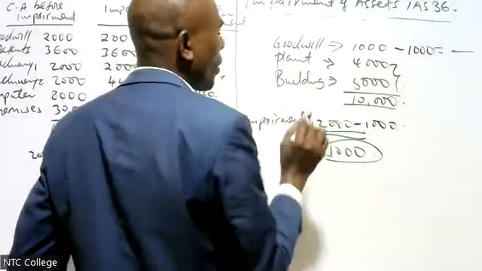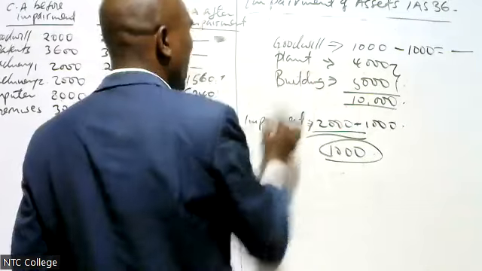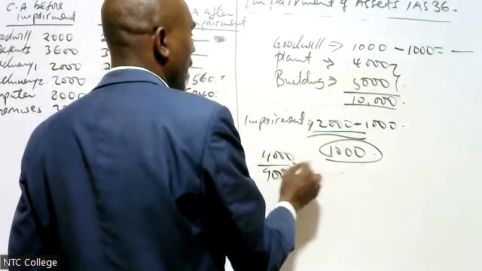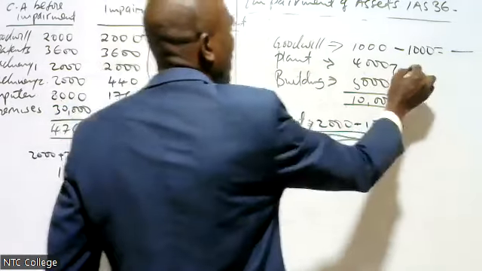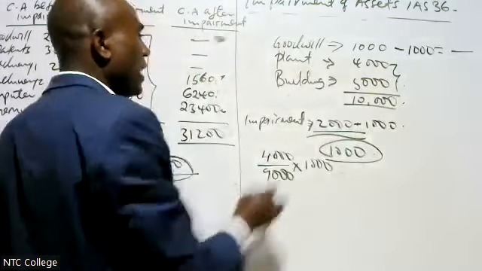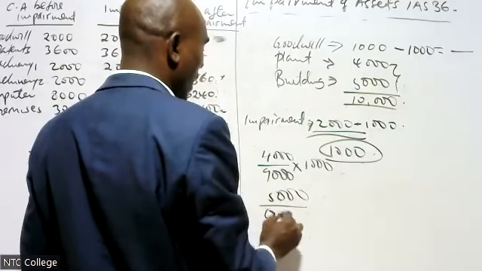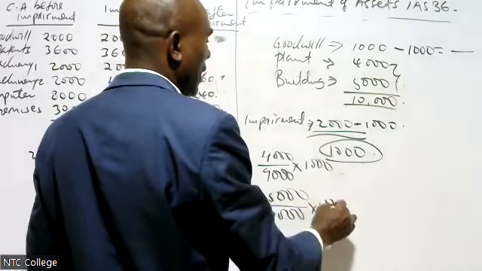Therefore, to allocate, you allocate on pro rata basis. On plant, it will be 4,000 over 9,000 times 1,000. Then on building, it will be 5,000 over 9,000 times 1,000.